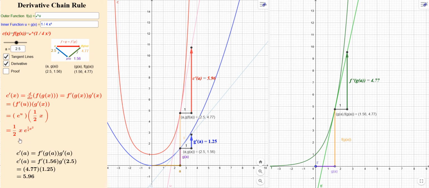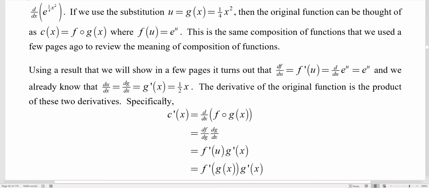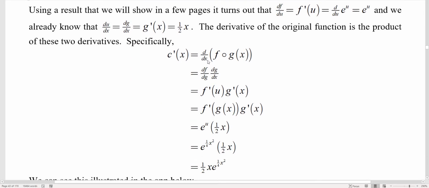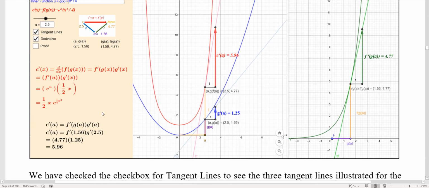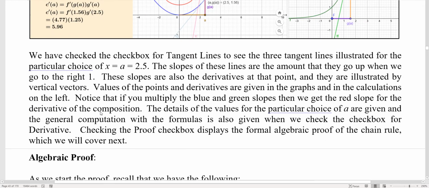And we see, of course, if we plug in the particular x value of 2.5, you're going to get this number down here. And we see that it worked out with just the product of those two slopes. And so there's the chain rule in action. In the notes you will see the algebra worked out as well, and there's a screenshot of the picture we just looked at.